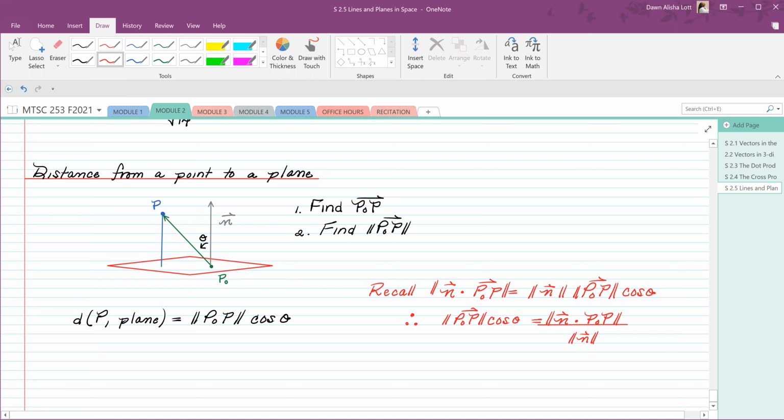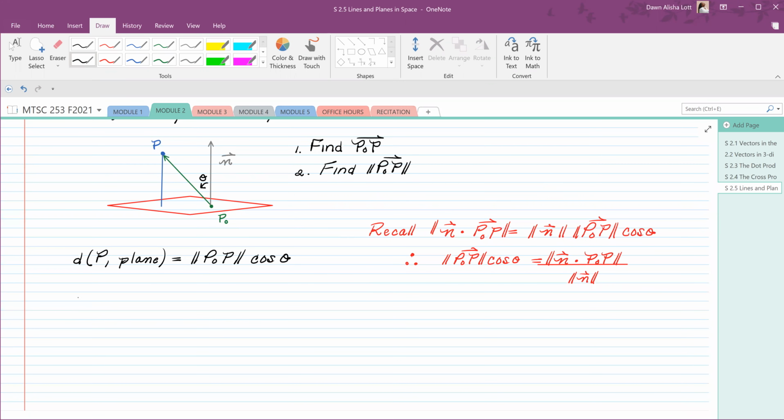Okay. So therefore the distance between the point P and the plane is equal to the length of n dot P naught P divided by the length of n. Okay. So last problem from this section, we are behind.